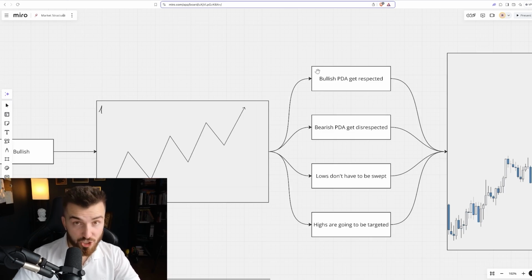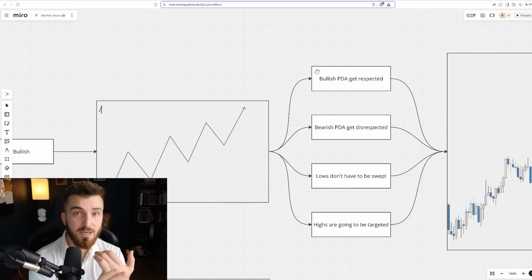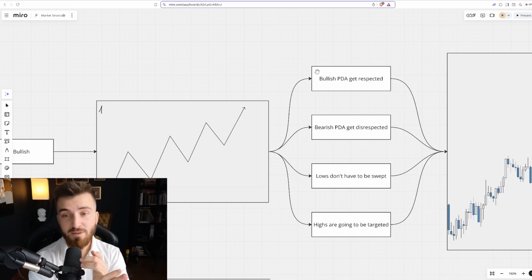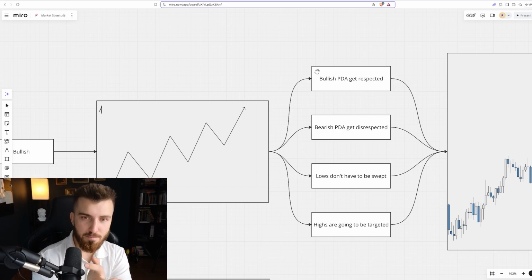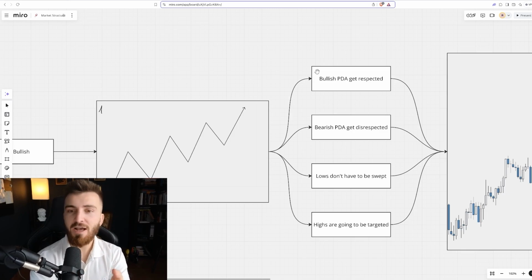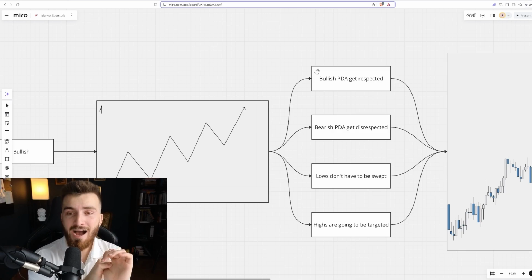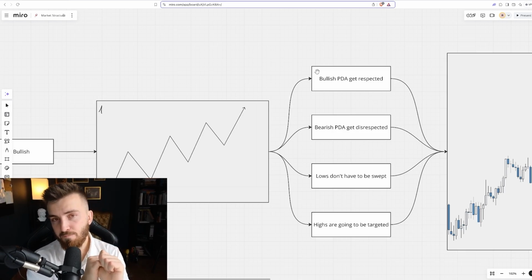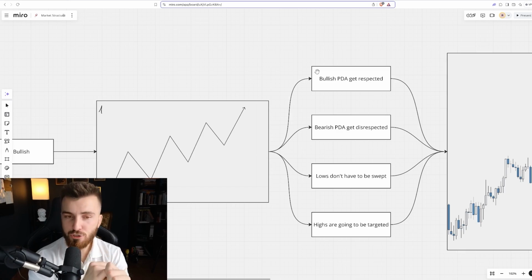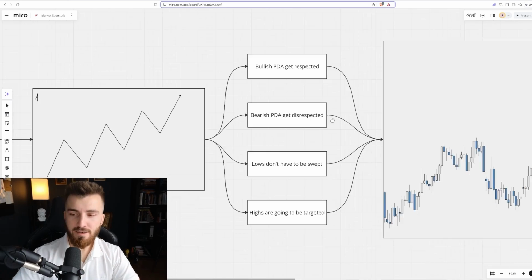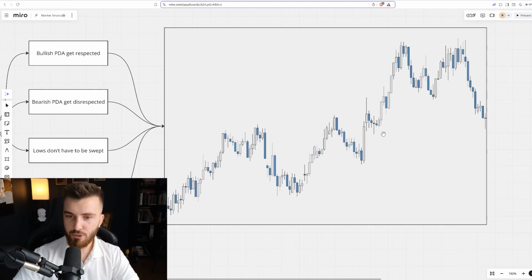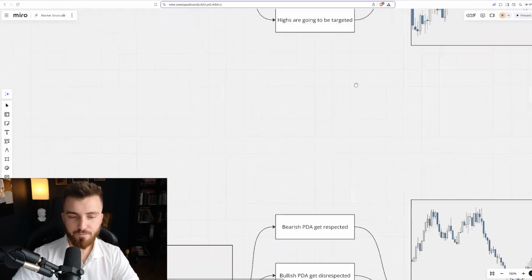If we're seeing bullish market structure, expect bullish PD arrays, which means bullish fair value gaps and bullish order blocks, to be respected. Bearish PD arrays such as bearish order blocks, bearish fair value gaps, bearish extreme order blocks, and highs to be disrespected. Lows do not have to be swept, and highs are going to be targeted. Right? This is what we saw here. Again, you can go to the beginning of this video again.